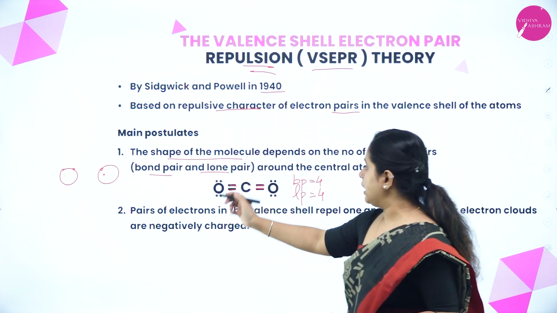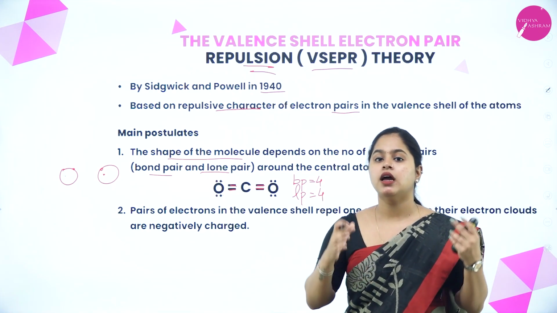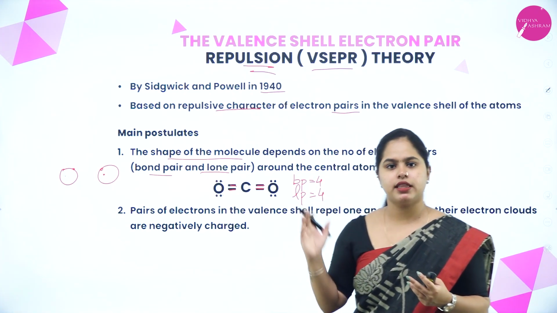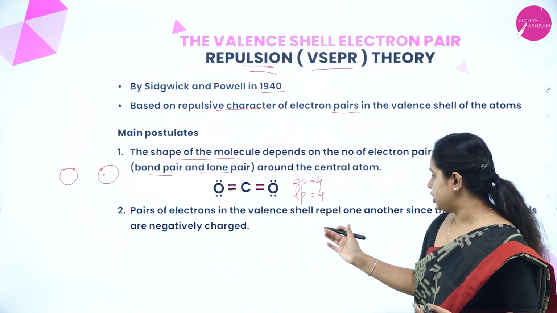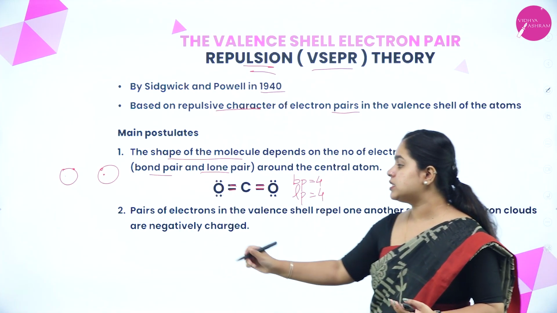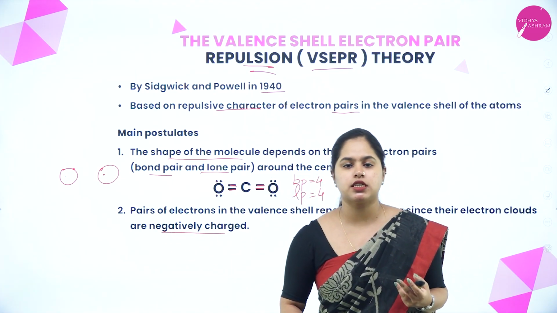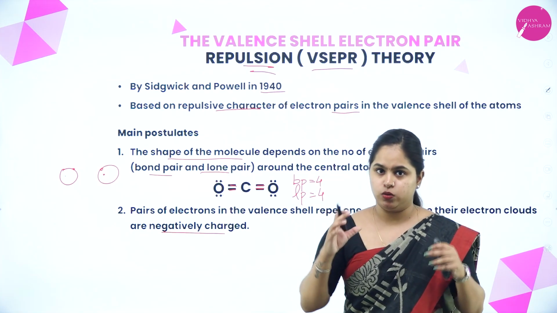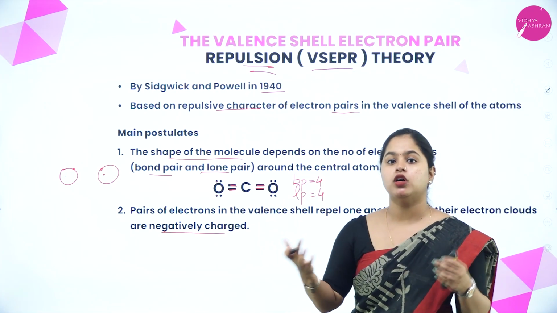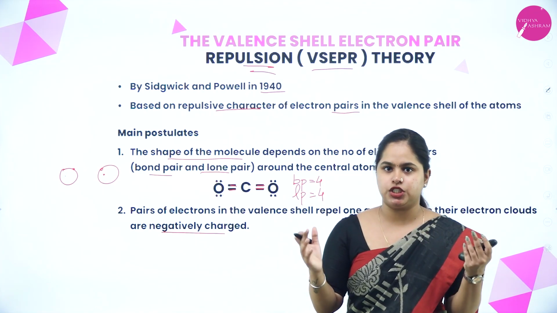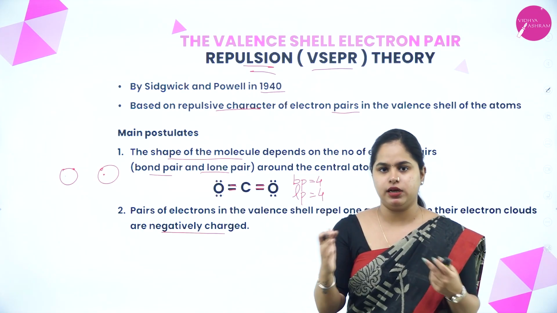So the shape of the molecule depends upon how many bond pairs and lone pairs are there around the central atom. That was the first postulate. Now the second one: the pairs of electrons in the valence shell repel one another since the electron clouds are negatively charged. This is what we discussed just now. Since the electron clouds of the atoms are negatively charged, the pairs of electrons in the valence shell repel each other.